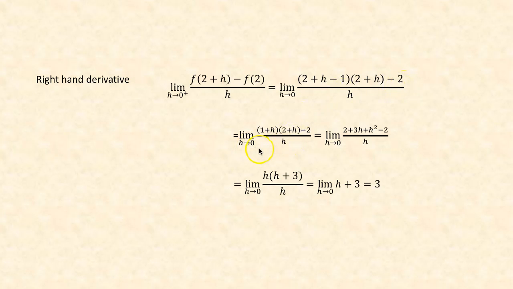That would be limit as h tending to 0, 1 plus h into 2 plus h minus 2 by h, which is limit as h tending to 0. When you open the bracket, you get 2 plus 3h plus h squared minus 2 by h.